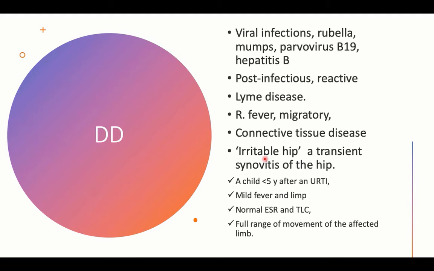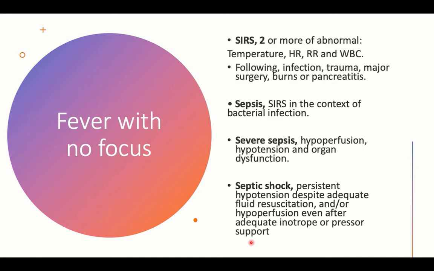Irritable hip. Irritable hip is a common presentation in pediatric age group, which is a transient synovitis of the hip joint, occurring mainly in a child who is less than 5 years, with a history of upper respiratory tract infection about 10 days ago, with mild fever and limp, with reluctance to use the limb, associated with normal ESR, normal total leukocytic count, with full range of movement of the affected limb. All you need is analgesia with bed rest, okay, strict bed rest.